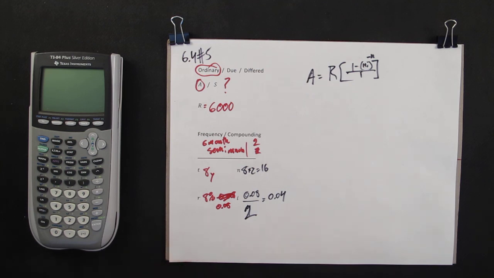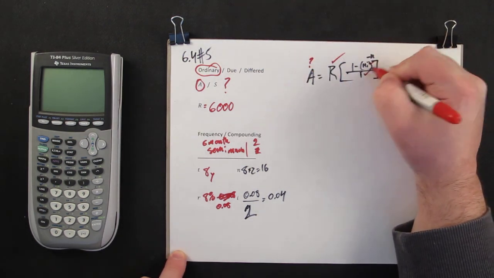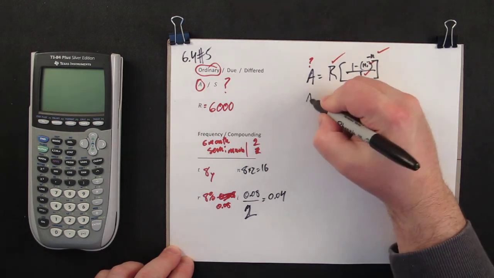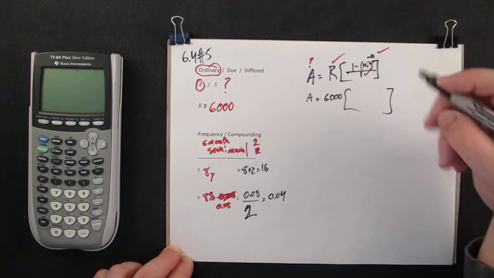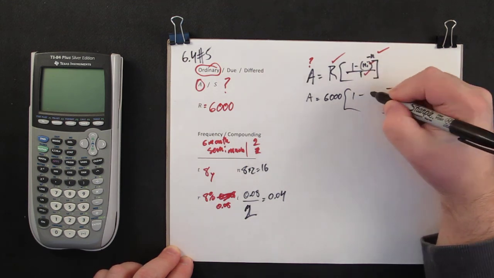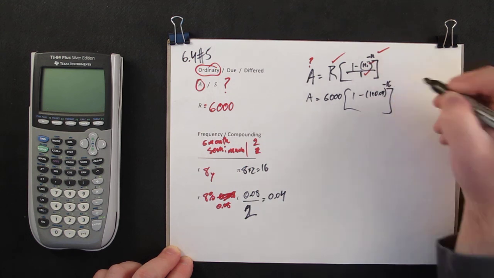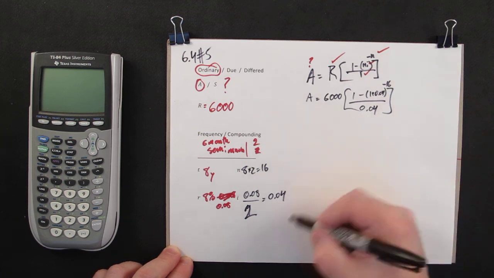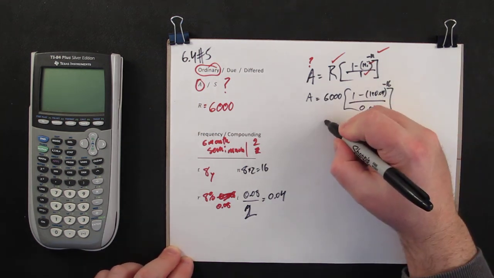Okay, so we're looking for A. We have R, we have I, and we have N. So at this point, just plug it in and compute it. So A is going to be 6,000 times this growth term. So we just plug all these numbers in here and start computing.